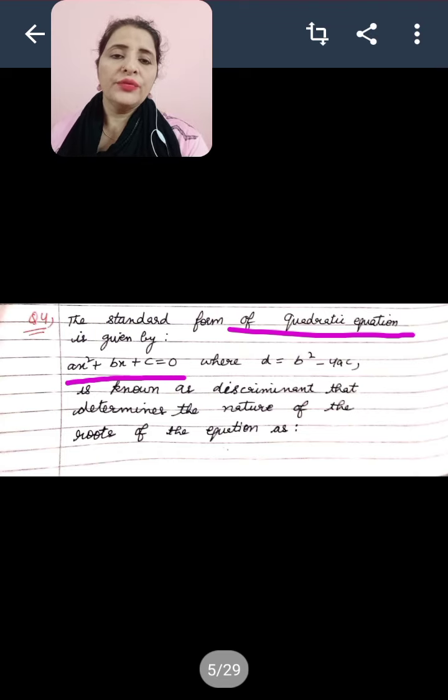Let's start with program number 4 of unit number 7. The standard form of quadratic equation is given by ax square plus bx plus c equal to 0, where d equal to b square minus 4ac. So d is what? D is the discriminant, and what you have to do? You have to determine the nature of the roots of the quadratic equation.